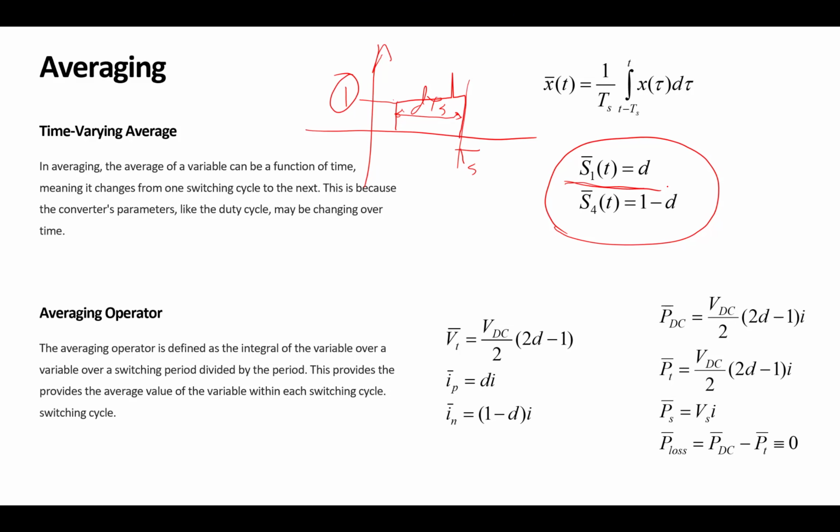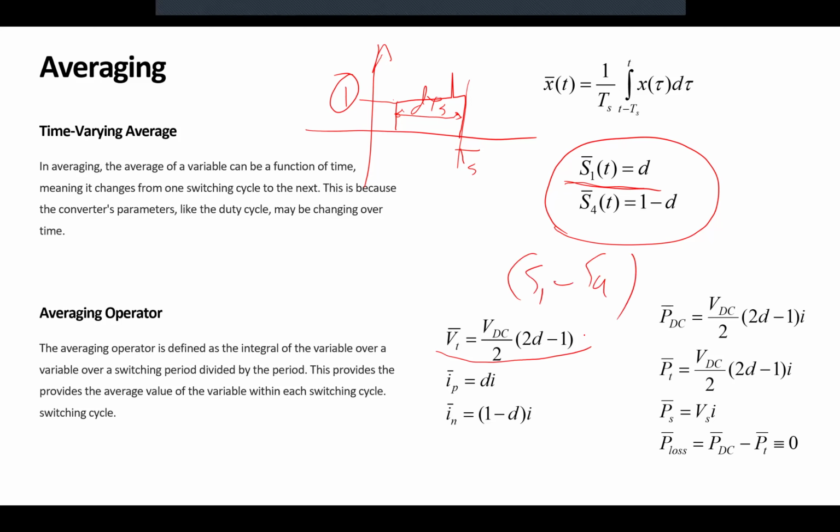Are we good? Any question about that? Now let's put it in the formula that we had. You see the formula before? When we had S1 and S4 in the voltage of the terminal, now the average becomes the same times S1 minus S4, which if you do that, it becomes 2D minus 1. You remember VT originally was VDC times S1 minus S4. If you do that, 2D minus 1.